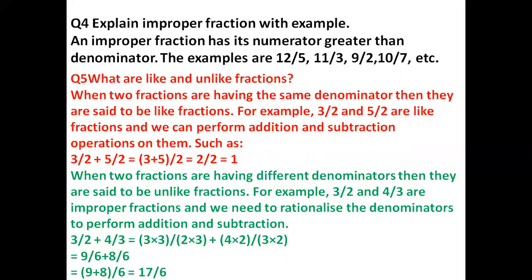When two fractions are having different denominators, then they are said to be unlike fractions. For example, 3 by 2 and 4 by 3 are unlike fractions. So here we have to make the denominators equal to perform addition as well as subtraction. 3 by 2 plus 4 by 3. Here we will multiply 3 by 2 by 3, numerator as well as denominator, and 4 by 3 by 2, numerator as well as denominator. So 3 3s are 9 and 2 3s are 6. 4 2s are 8 and 3 2s are 6. So 9 by 6 plus 8 by 6 is equal to 17 by 6.